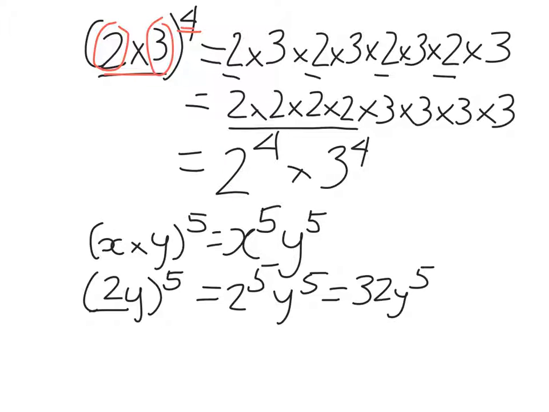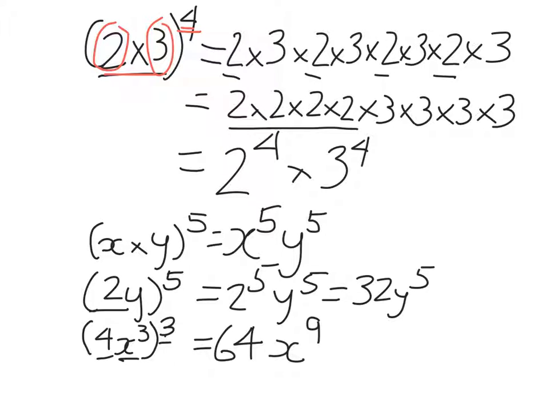Sometimes you might have to mix the index laws. Let's say I had 4x cubed to the power of 3. So I raise 4 to the power of 3, that's just 64. But if I want to raise x cubed to the power of 3, I need to use the index law that we've just learned, raising a power to a power. So I leave the base and I multiply the powers together.